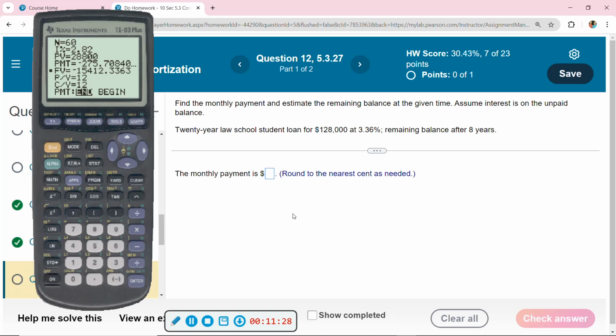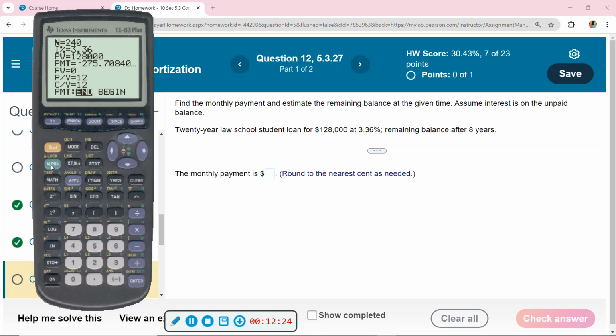Oh gosh. Hey, let's see. Find the monthly payment and estimate the remaining balance at the given time. Assume interest is on the unpaid balance. It's the same problem. Oh, a 20-year student loan for law school. So, okay. 20 times 12. The interest rate is 3.36. The amount of the student loan is $128,000. And at the end of the 20 years, we want that future value to be zero. Notice for monthly payments, it's always 12.